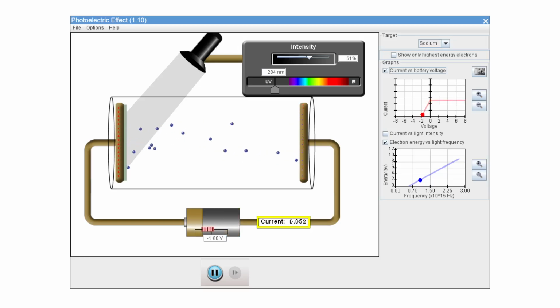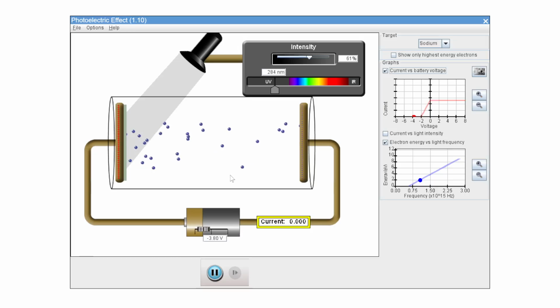Now see, my current is increasing as I increase my voltage, but it has become constant. Why has it become constant? Because it has attracted even the lowest energy electron, so the current has become constant. But if I make my voltage negative, now it is trying to stop them. The minute even the maximum energy electron is stopped, that's when the current becomes 0.